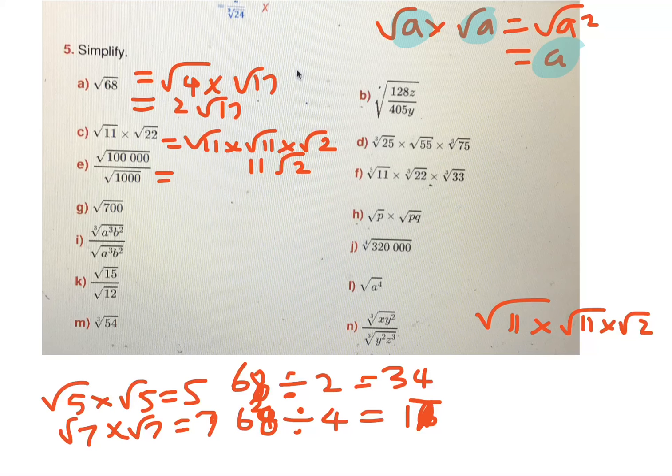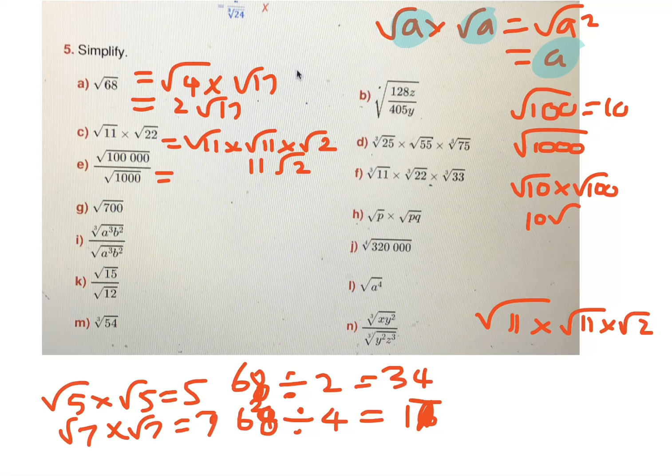When you're doing something with zeros, to get the square root you can halve the number of zeros. For example, if you had root 100, you get 10. But if you had root 1,000, you would get root 10 times root 100. See? So that would be 10 root 10. But if it had an extra 0, it would be 100, because you just halve the number of zeros.